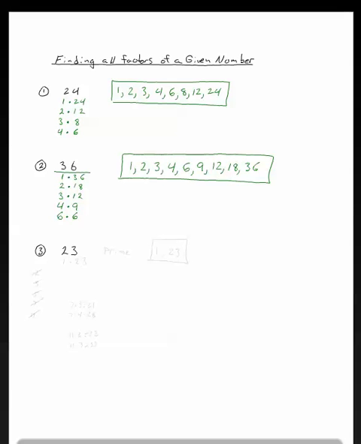Lastly, we have 23. So I know that 23 is 1 times 23. It's not 2 times anything because it's an odd number. And then 2 plus 3 is 5, and that's not a multiple of 3. So it's not 3 times anything either. If it's not even, it can't be divisible by 4. It doesn't end in 0 or 5, so it's not divisible by 5.